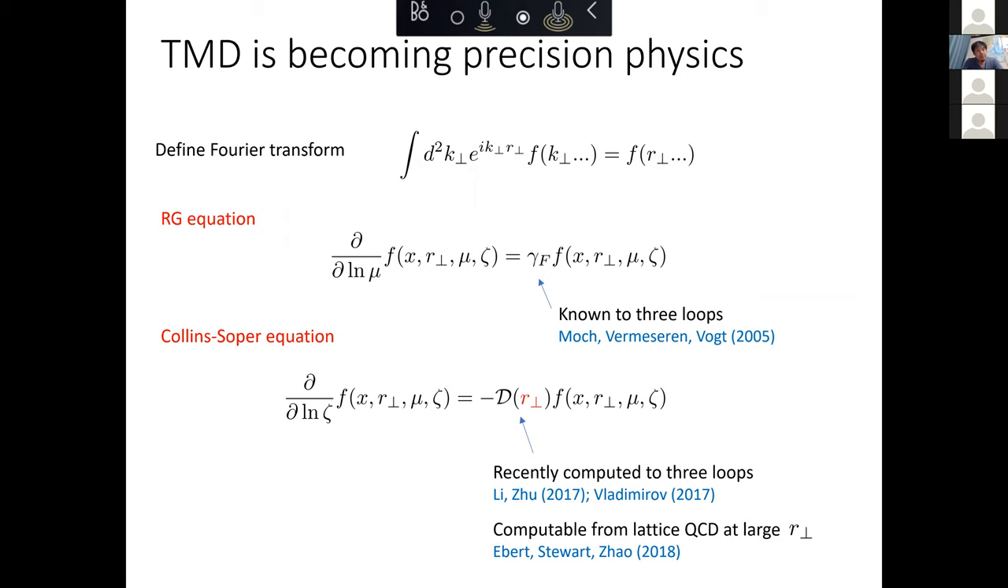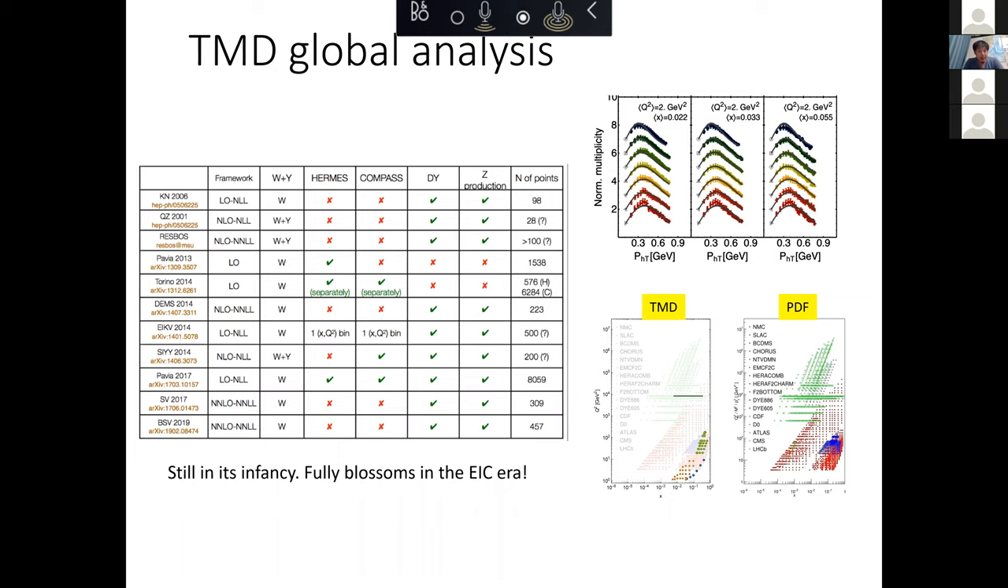So all this suggests is that TMD physics is becoming precision physics. Nowadays, people have started doing the global analysis of TMDs, which is very remarkable, including very high precision data. But compared to the ordinary global analysis of ordinary collinear PDFs, of course, the number of data points is pretty much limited. So I would say it's still in infancy, but I would expect that this field really fully blossoms in the EIC era. So there are lots of activities about TMDs these days.